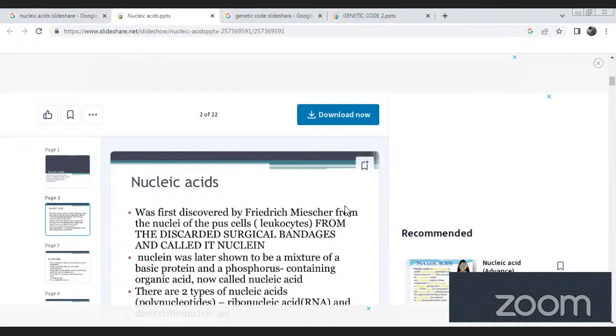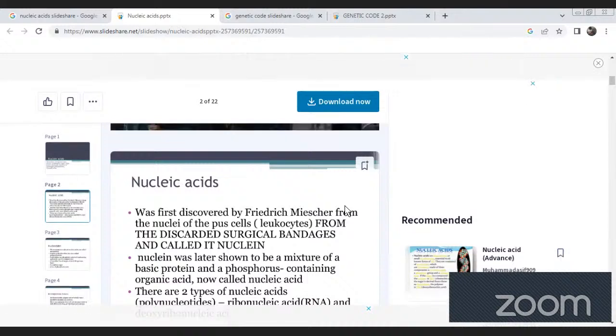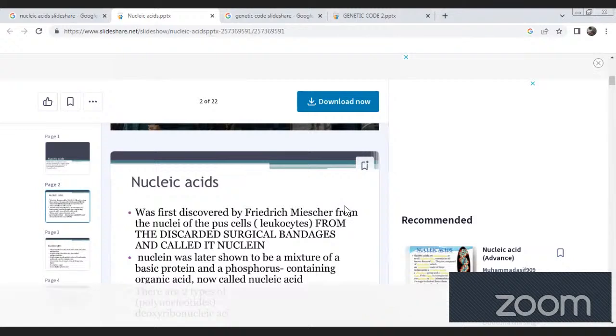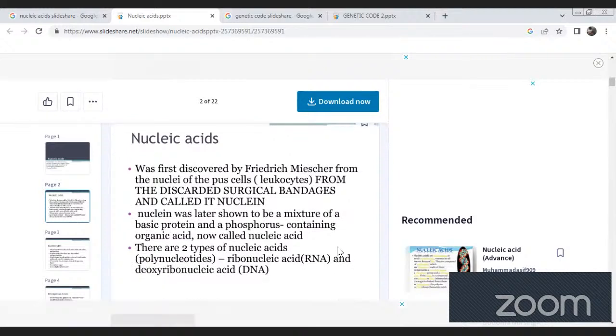Next, nuclein was later shown to be a mixture of basic protein and phosphorus-containing organic acid, which is now called nucleic acid. Basic proteins plus phosphorus-containing organic acid is also called nucleic acids.